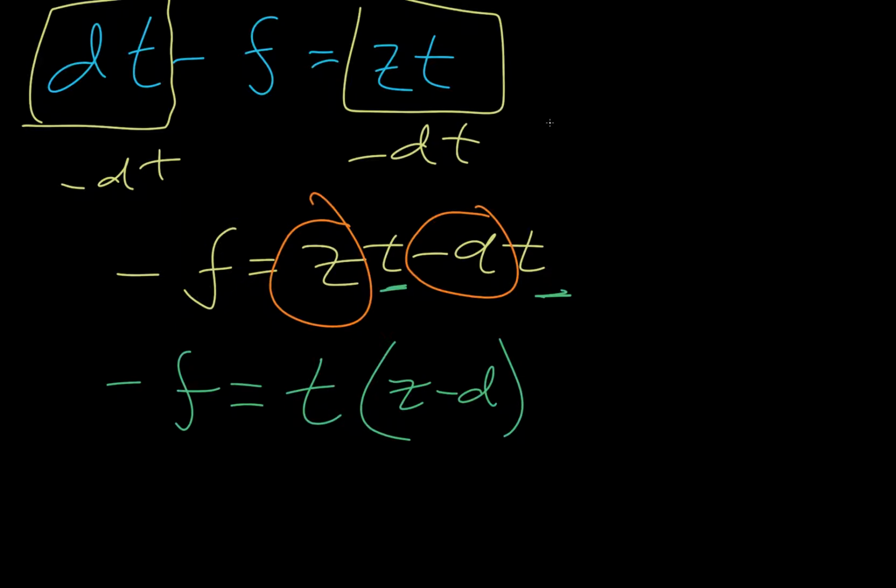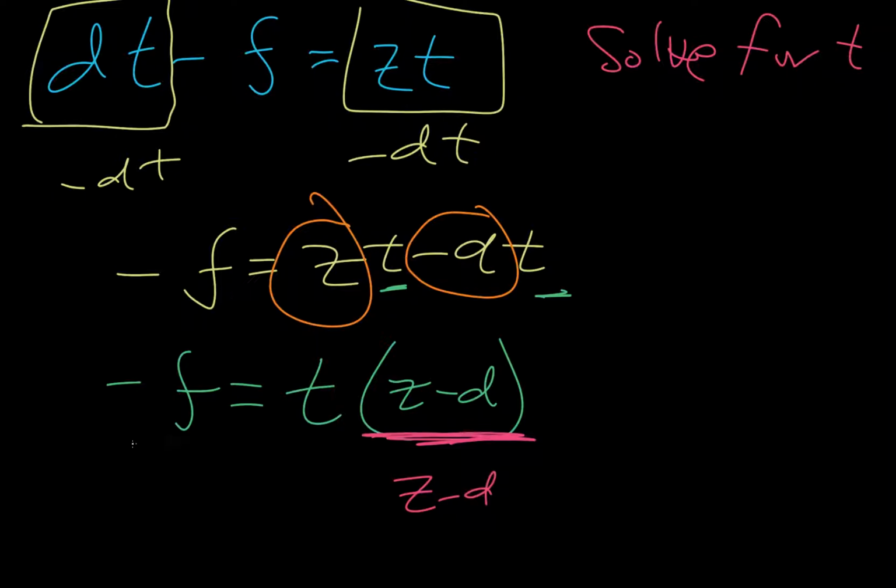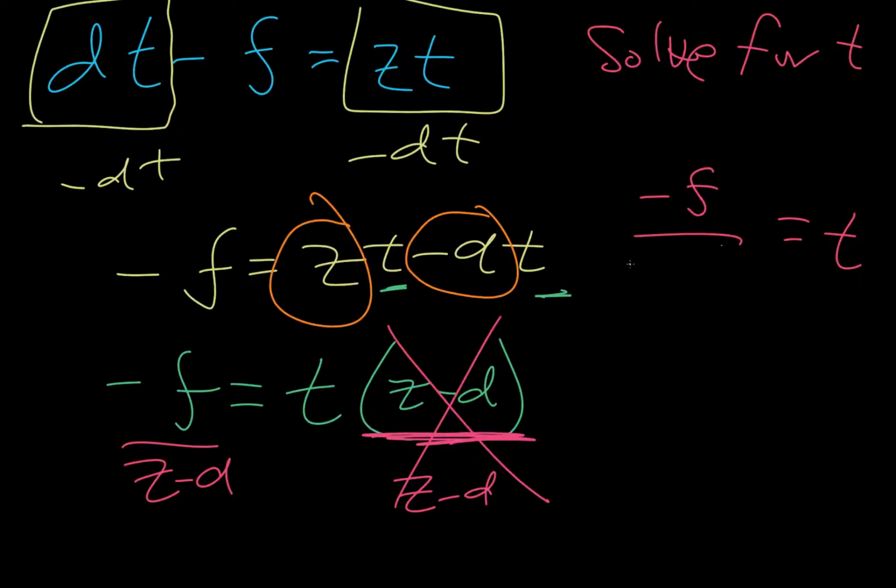Now, we're trying to solve for t. And really, we just have this thing that's being multiplied by it. So if you just think of this like one number, and it's being multiplied, all we have to do is divide by it. So these cancel. We're left with just t. And then we have negative f over z minus d. That's a perfectly acceptable answer.